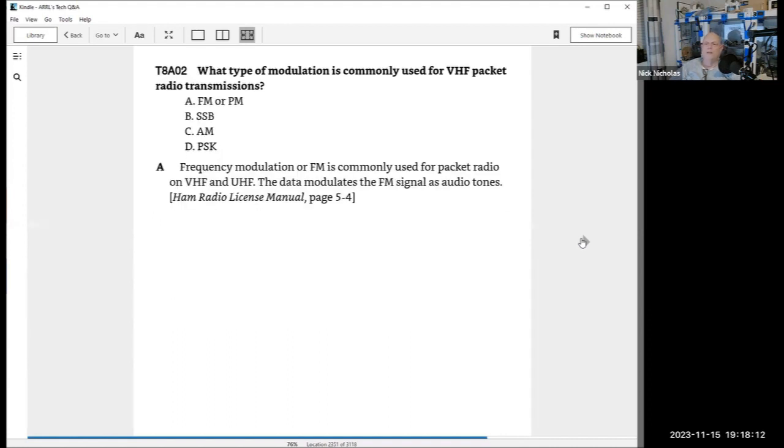What type of modulation is commonly used for VHF packet radio transmissions? A is the answer. Remember I said your packet is generally FM. Well, phase modulation essentially is FM. It's the means by which they're generated that differs, but the signal is the same. The final result's the same. How you get there is what's different.